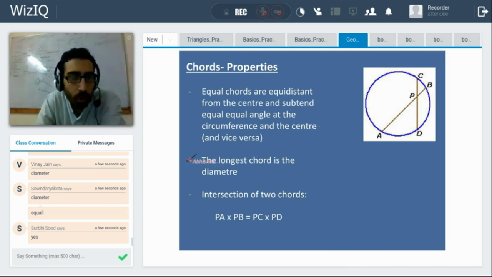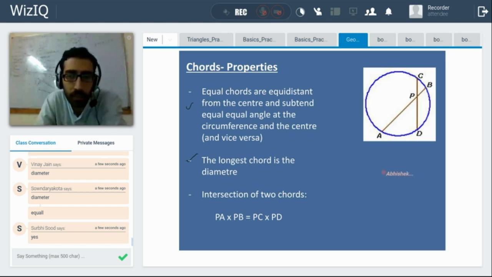Other properties of a chord. The longest chord in a circle is the diameter. There's no shadow of doubt about it. Yeah, that's the longest chord. It is at a distance of 0 from the center, no distance. Also very important, equal chords are equidistant from the center, and they subtend equal angle at the circumference.